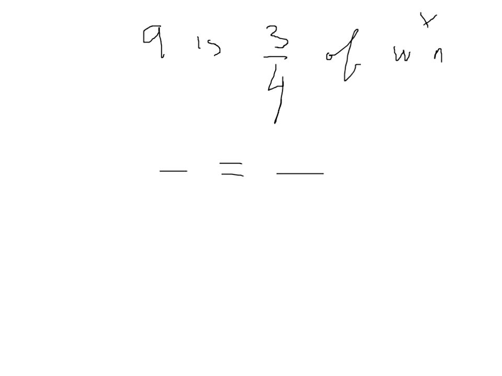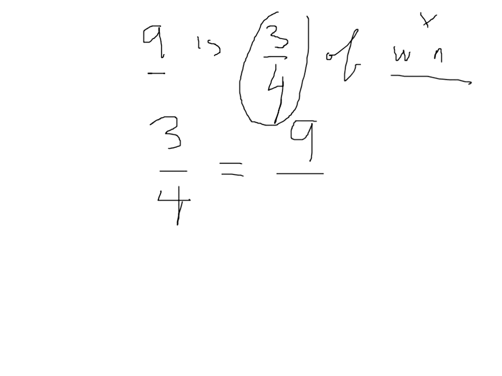Oh, good. Someone's actually even solved the problem, which is more than I wanted. So here's 3/4. That's my comparison fraction. That's right there. And then I know that these two numbers here make the other fraction. So it would be 9 and then something I don't know. That would be my equation.